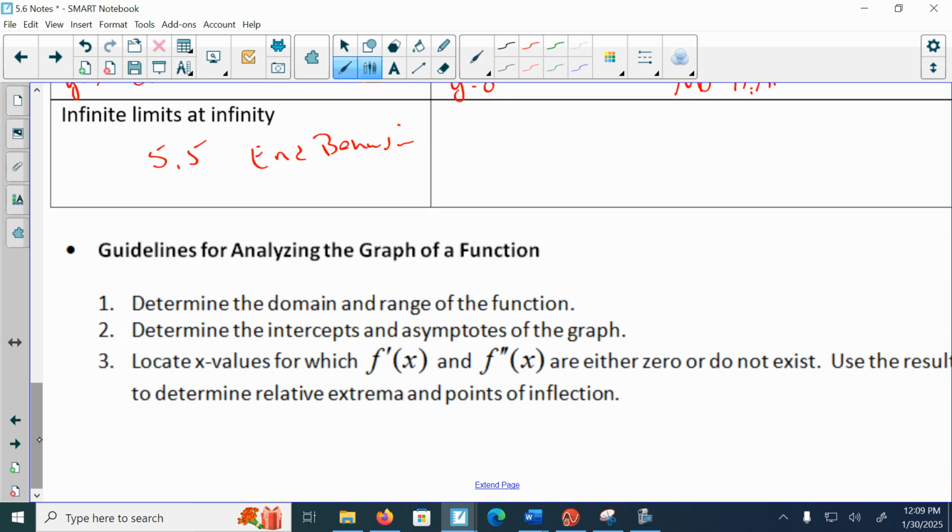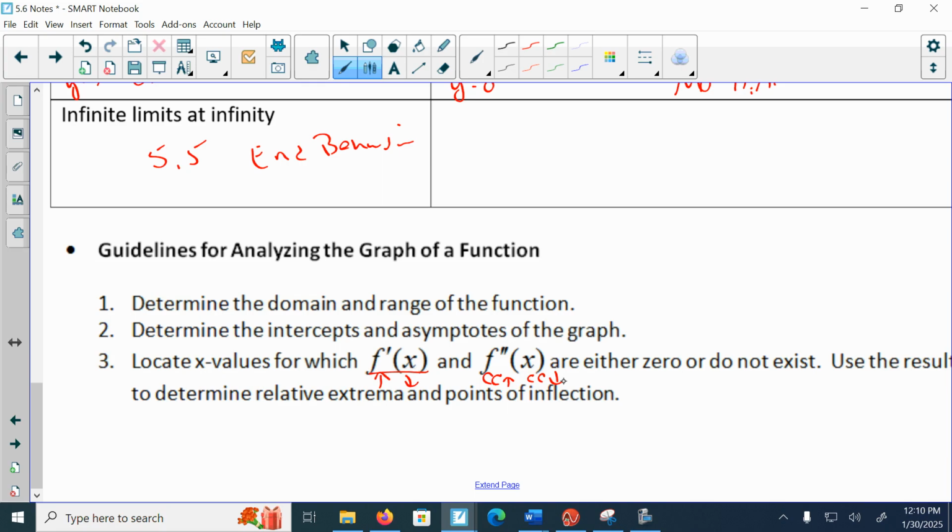All right, analyzing for graphs. I'm going to determine the domain and the range of the function. I'm going to determine the intercepts and the asymptotes of the graph if I have any, and that includes all asymptotes, both vertical and horizontal. Then I'm going to use the first derivative to find out when the function is increasing and decreasing. And then I'm going to find when the function is concaving up or concaving down, and put that in my head. And then I'm going to find any relative extrema along the way.